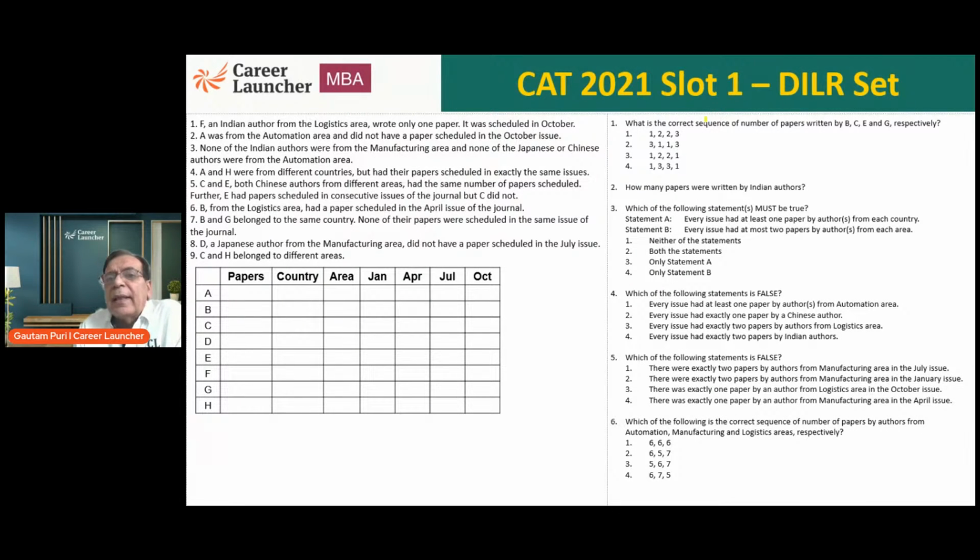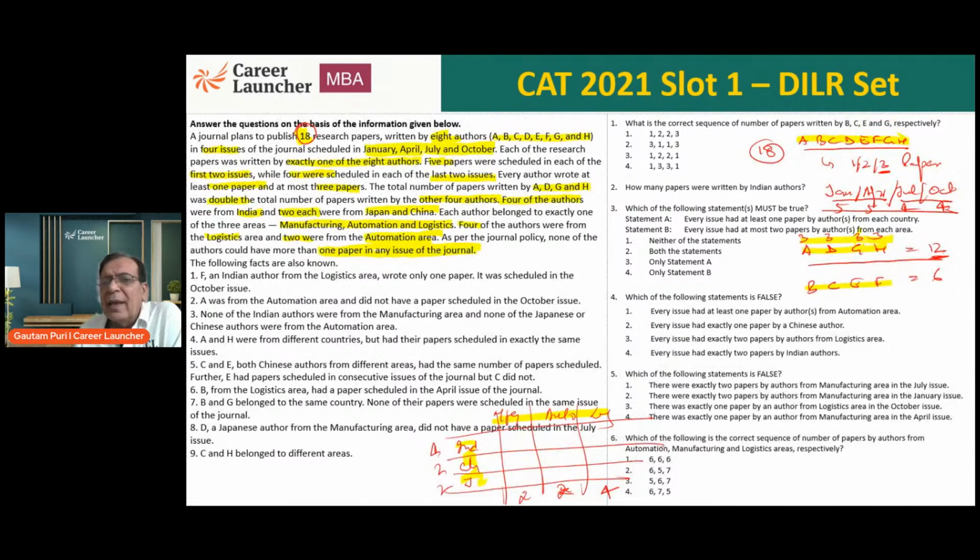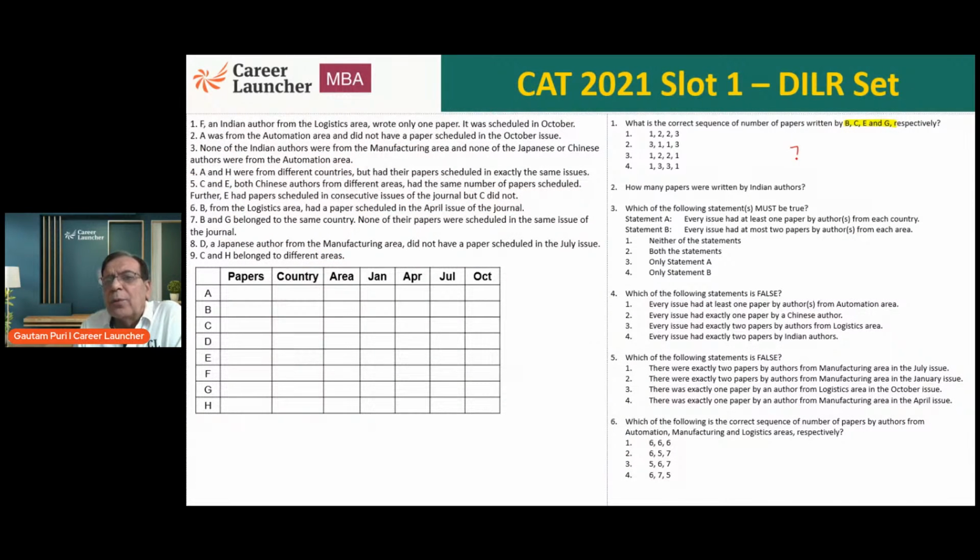First question: what is the correct sequence of number of papers written by BCEG? Very good question. We have already found G has written 3 papers. So this question I can very clearly use as a Jugaad question, and I can say choices 3 and 4 are wrong, because G can write only 3 papers. So 2 choices gone.